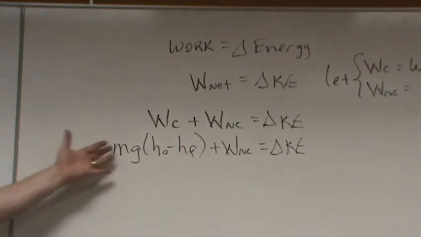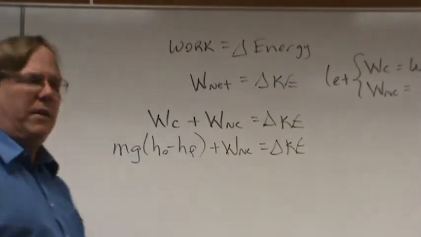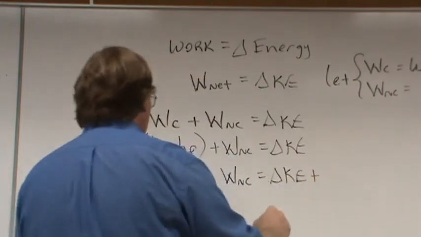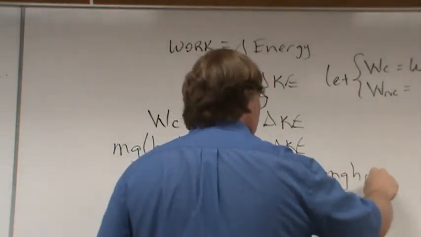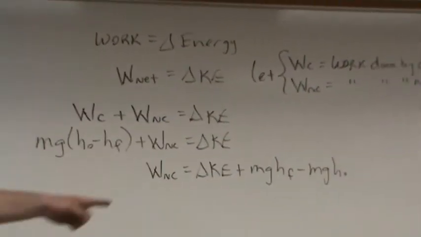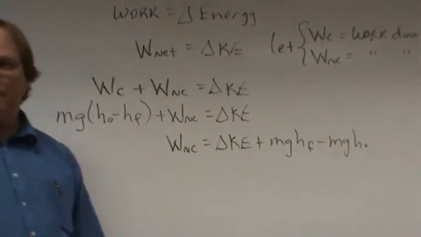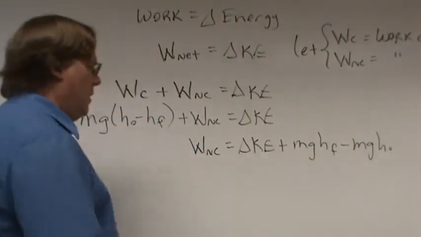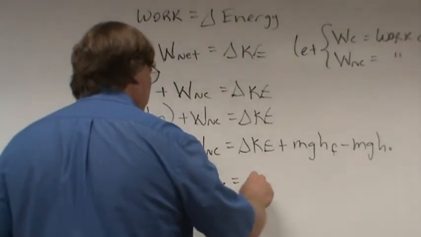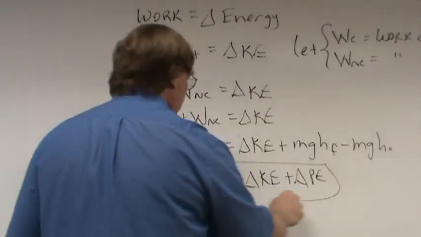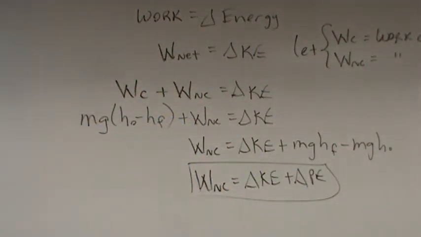And now I'm going to distribute this and put this on the other side of the equation. So I get the work done by non-conservative forces equals change in kinetic energy plus mg h sub f minus mg h naught. And what do you suppose I'm going to call this? Yeah, change in potential energy, right? That's the final potential energy, that's the initial potential energy. So this ends up being change in potential energy. And that's our happy little equation. The work done by non-conservative forces equals the change in kinetic energy plus the change in potential energy.